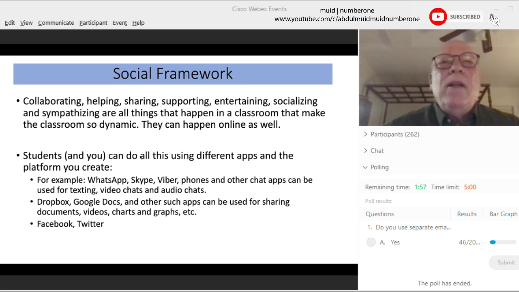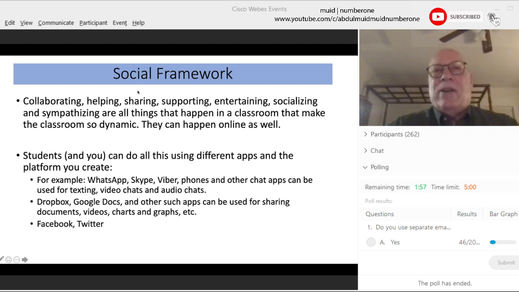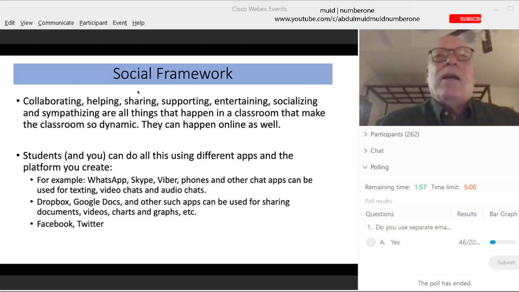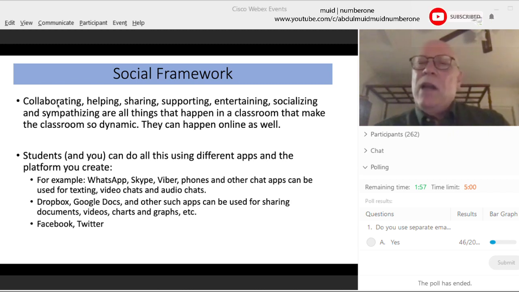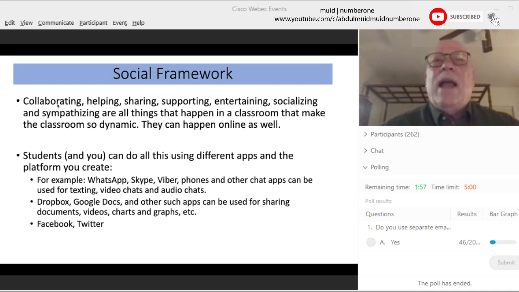We're going to quickly look at a social framework, and then I think we're going to go to our next poll. So in social framework, social, you understand that. People getting together, working together. And that's really important. It is important for students to build collaboration skills. And collaborating, because we know that learning in a group sometimes is better. Peer-to-peer teaching, peer-to-peer editing, peer-to-peer work helps a lot with students.